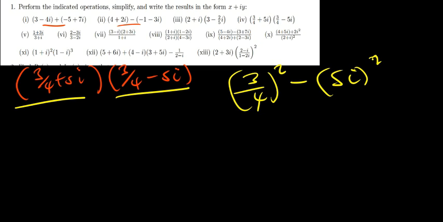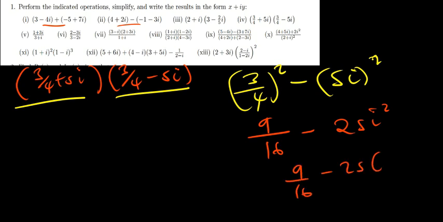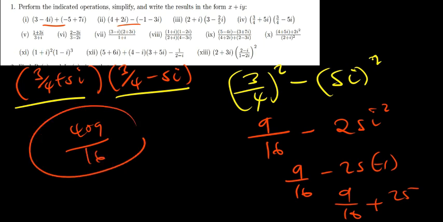So in this case I'll say 3 times 3 is 9, 4 times 4 is 16, minus 5 is going to be 25i squared. I squared is going to be replaced with what? It's going to be replaced with negative 1. Again, I'll end up having this 25, which is the same as 9 plus 25, 34, divided by 16. You see, so it's the same thing.